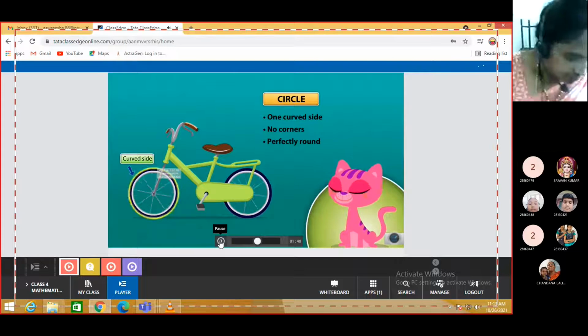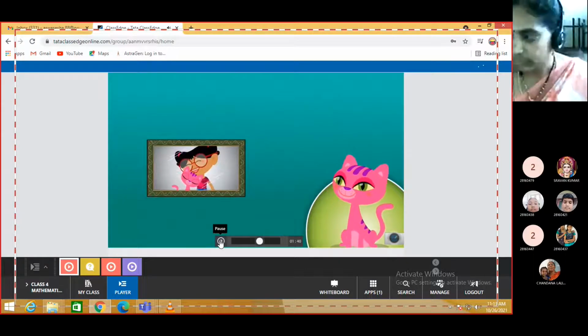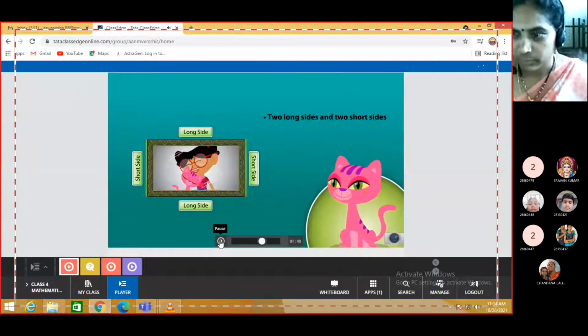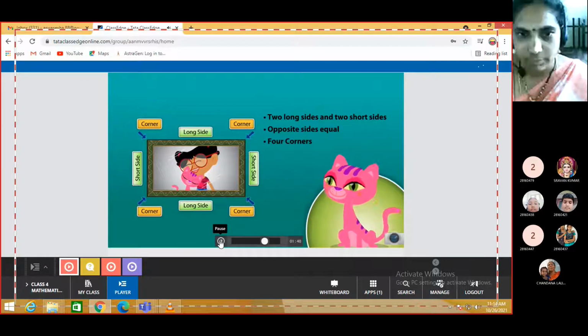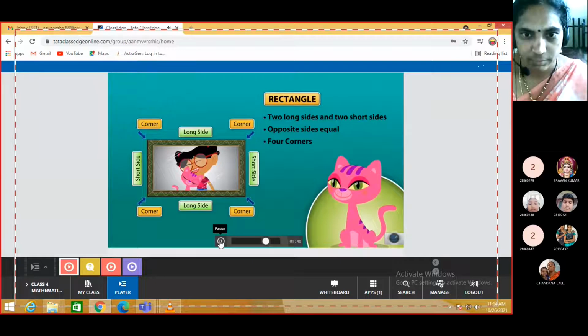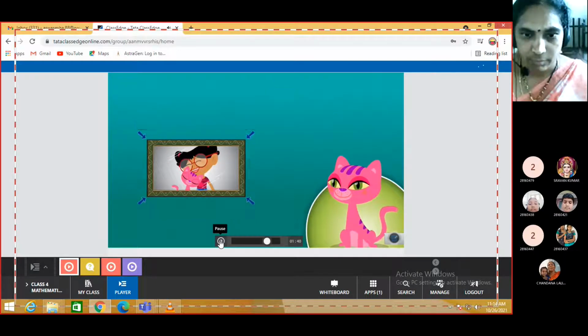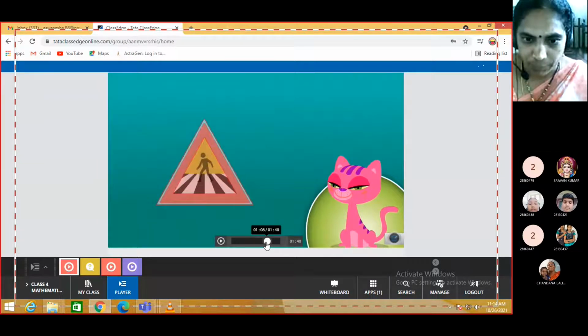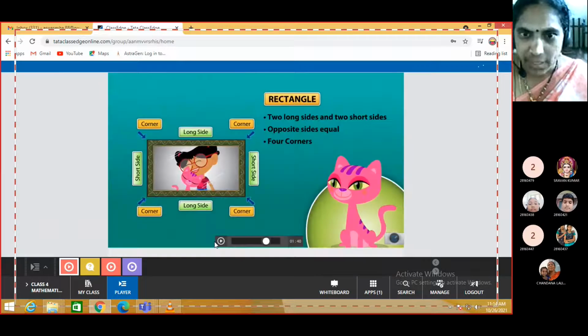This photo frame has a picture that is dear. 2 long sides and 2 short sides are here. With opposite sides equal and 4 corners to go, makes it a rectangle for you to know. Yes, a rectangle has 4 edges and 4 corners, but only opposite sides are equal in this rectangle.